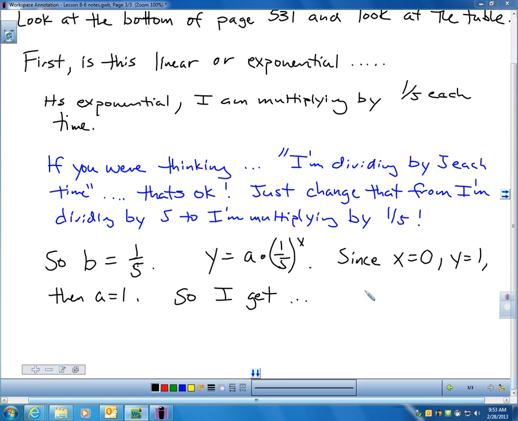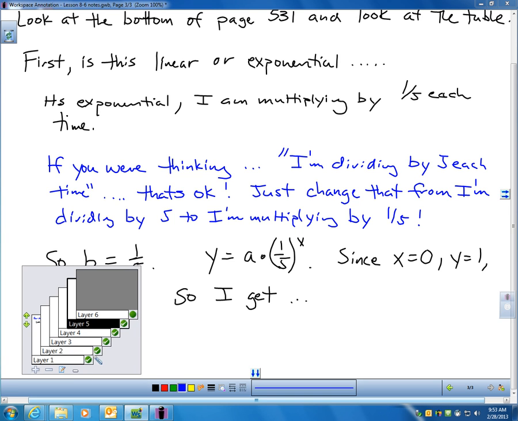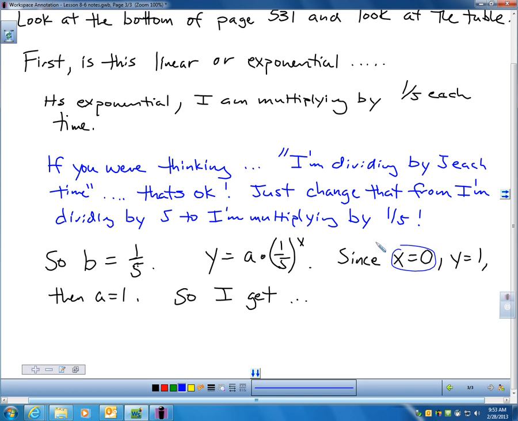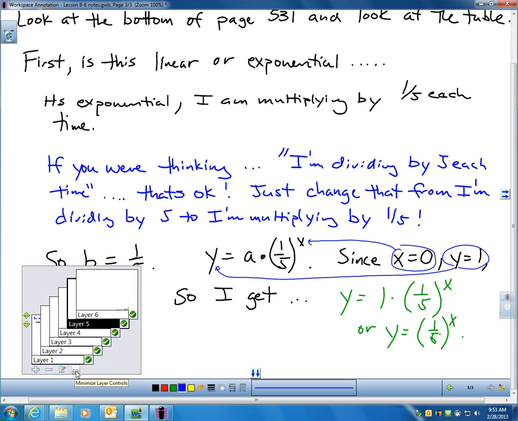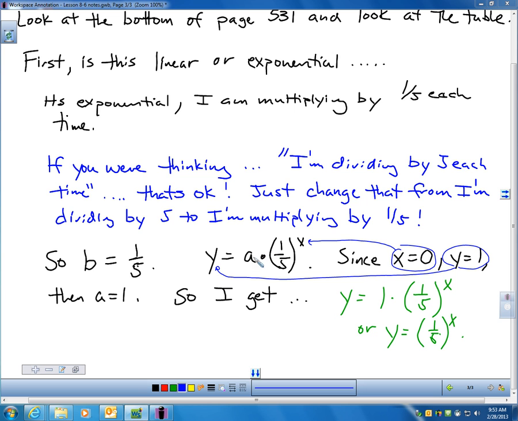Do you see how on our table we have the point (0, 1)? That's an easy point to work with. I will take x, which is 0, and I will plug in 0 for x, and I will plug in 1 for y, and when I do that, I'm going to get 1 equals a times, remember, anything to the 0 power is 1, so I have 1 equals a times 1, and as soon as I get 1 equals a times 1, I know that a must have been 1, because 1 times 1 is 1.